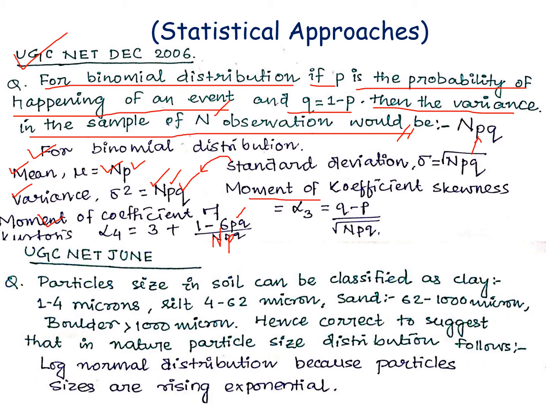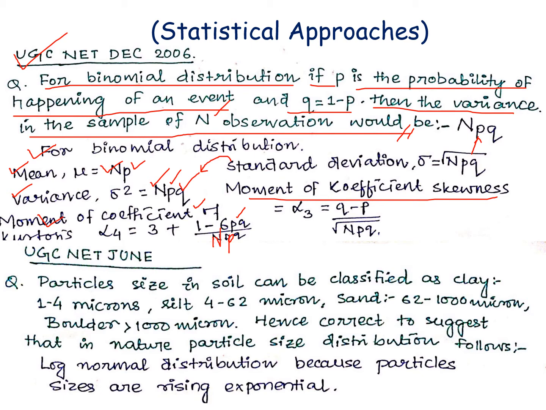The kurtosis formula is already given here. The coefficient of skewness formula is (q minus p) upon the root of npq, that is the standard deviation. So you should remember these formulas before you attempt the binomial distribution questions.